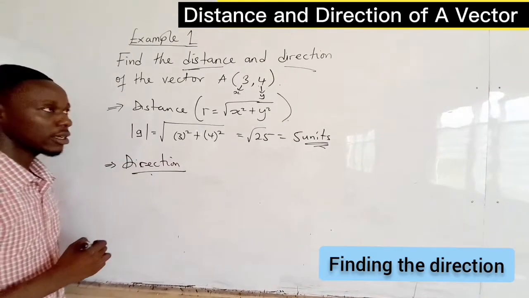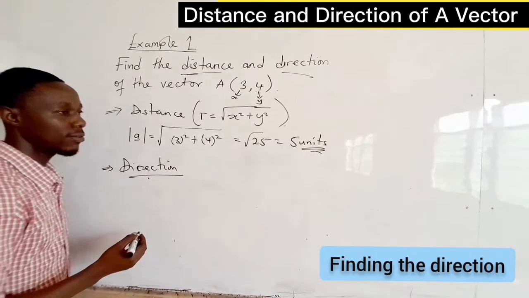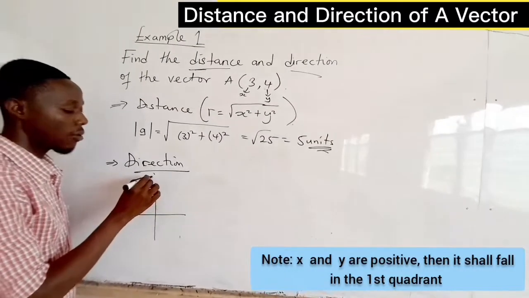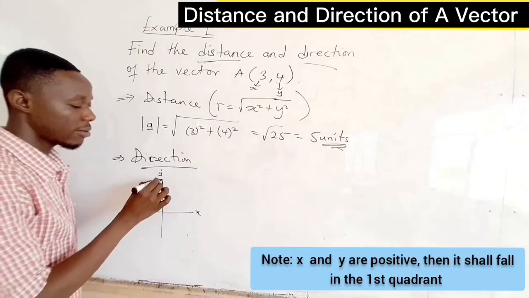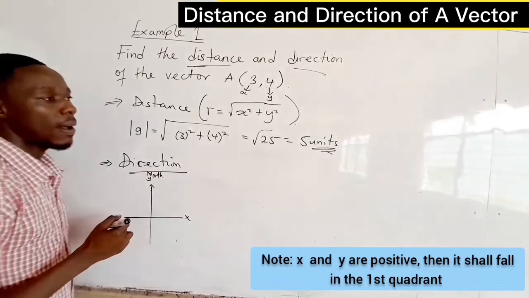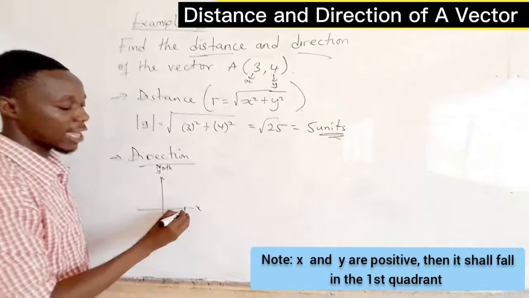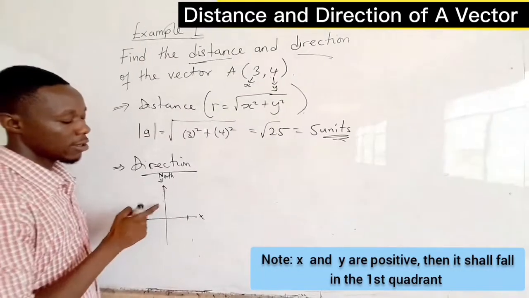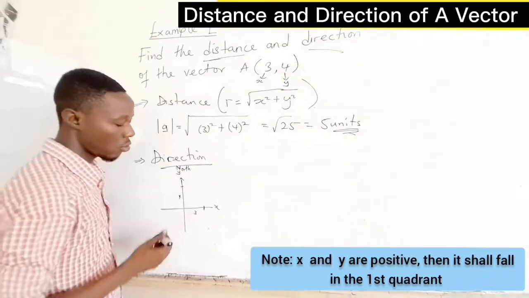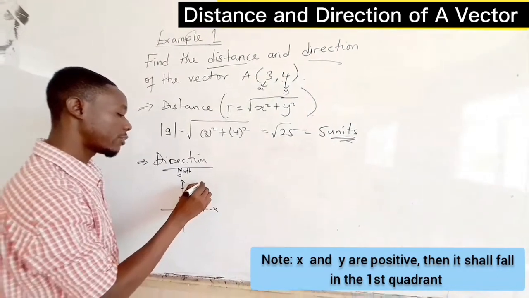For the direction, let's draw this one first. If we have this, our y and our x, remember here is the north. And when we are asked to plot this one, 3, that means 3 is here on the x-axis, and here becomes our 4. So here and here, 3 and 4. When we decide to plot, they meet at this place.